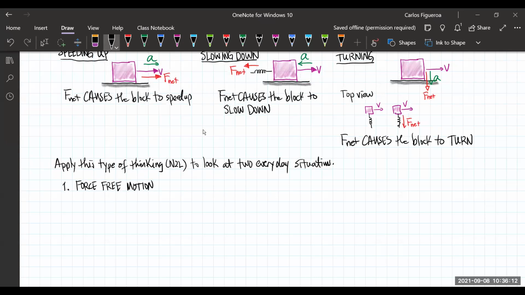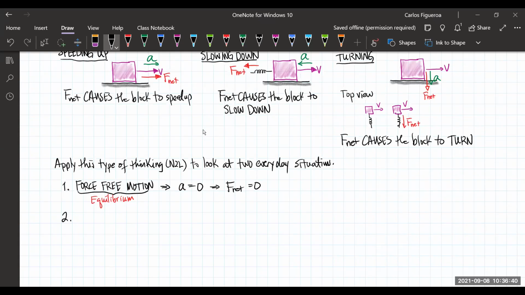And what do we know about force-free motion? One of the things that we call this is equilibrium in the old language. I don't think I can get rid of the word equilibrium. And what that means here is that the acceleration is zero. And if the acceleration is zero, I know that the net force must be zero too.